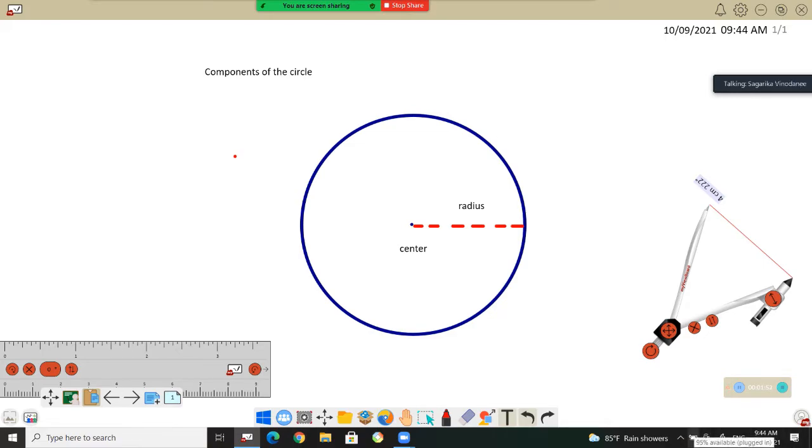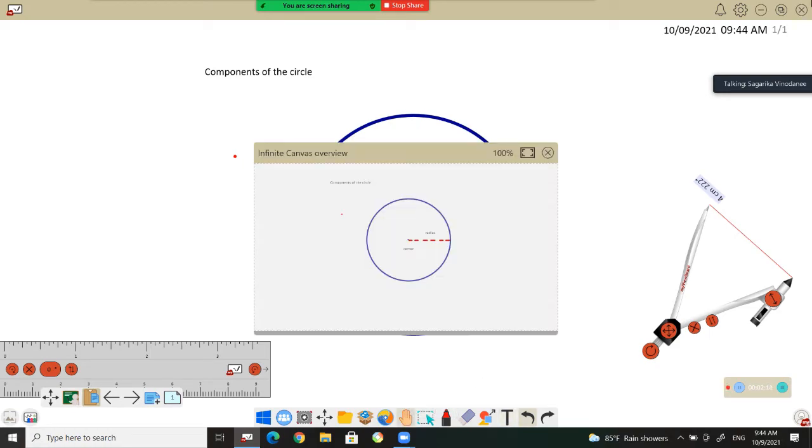Right? So radius means the line drawn between the point and the circle. Center is the point that we call the middle point of the circle. There are other lines, right? Those lines we can draw like this. Look at here. Okay.